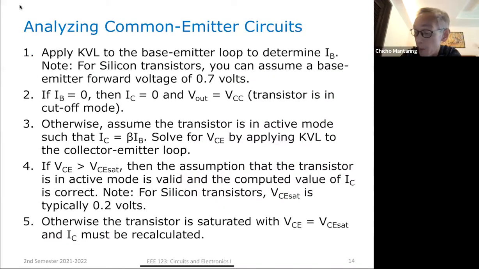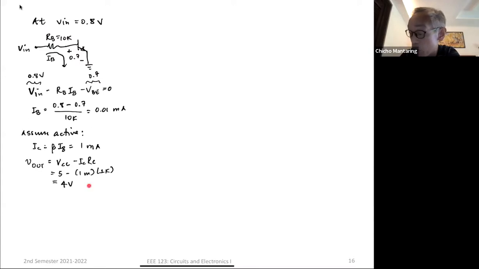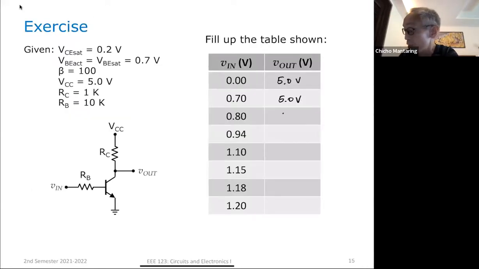Okay, so what's the next step? I compare VCE to VCE sat. And I see that VCE is greater than VCE sat, meaning to say, the assumption that our transistor is in active mode is valid. And so tama lahat ng kinompute natin so far. So ibig sabihin tama itong mga values na na-compute natin so far. So since VCE, which is equal to Vout, is greater than VCE sat, Vout is equal to 4 volts. Okay, so let's continue.